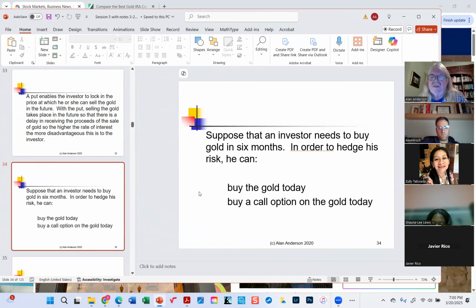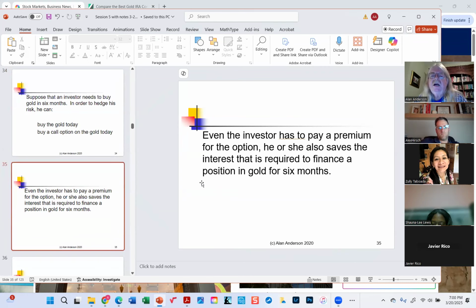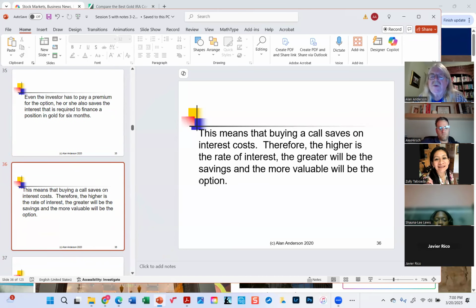An investor needs to buy gold in 6 months. In order to hedge this risk, he can buy the gold now, or he can buy a call option on the gold today. Even though he has to pay a premium to buy the gold option, he also saves the interest that would have been required to finance this position for 6 months. So usually it's cheaper to buy the call. And so the higher the rate of interest, the more advantageous it is to have a call.